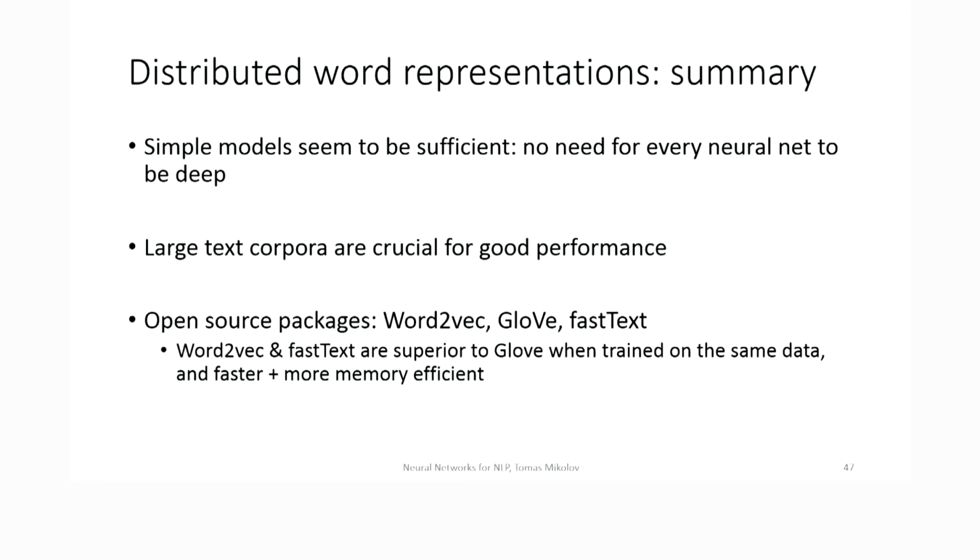And the summary of the talk, which was about learning distributed word representations: not every neural network has to be deep to be good. That's probably the main message that I was trying to say. And for good performance, you should be using large models trained on as much data as you can gather. That's pretty much it. You can use open source packages for learning the word representations. You can use Word2vec, you can use FastText. I think these are the best choices at the moment.